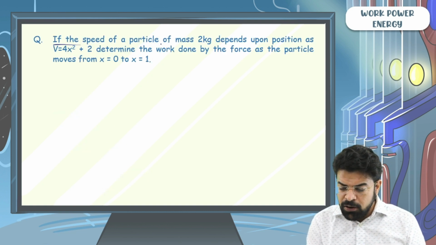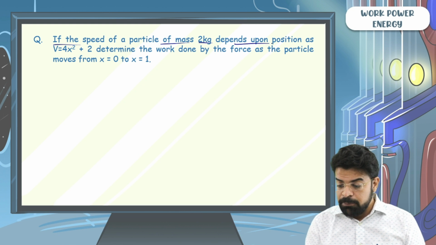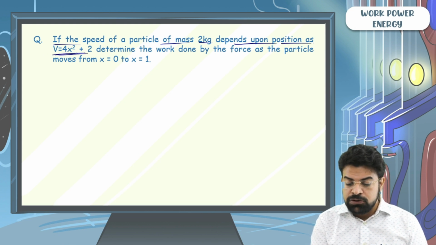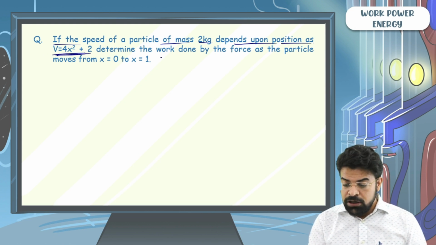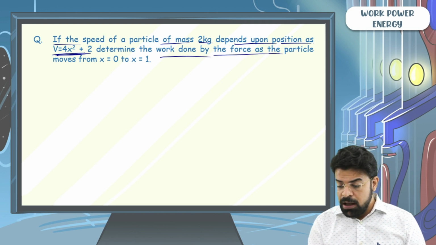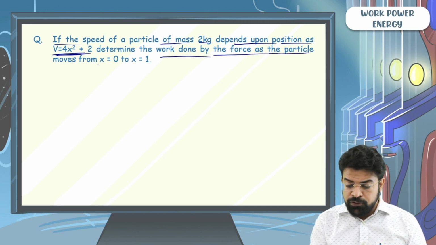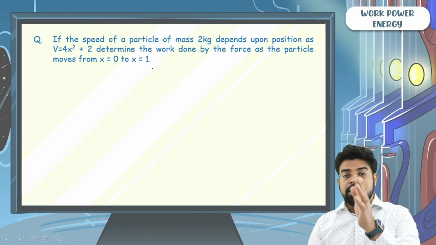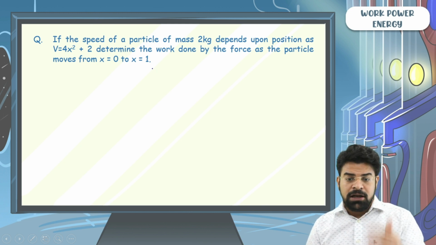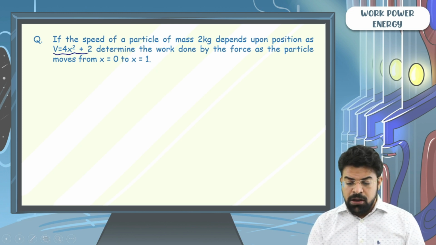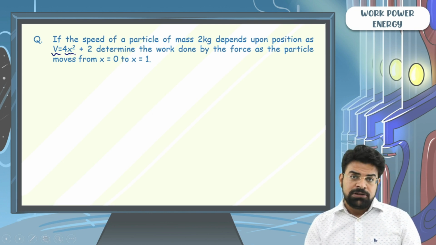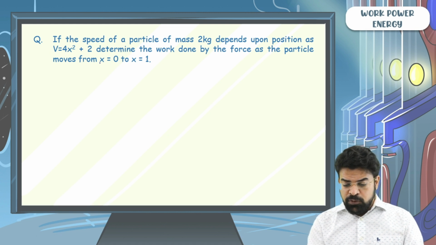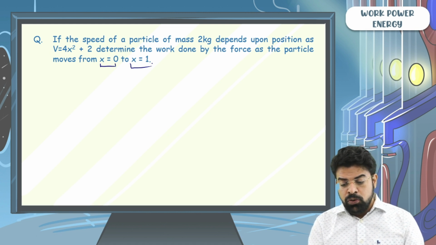If the speed of a particle of mass 2 kg depends upon position as v equals 4x square plus 2, determine the work done by force on the particle moving from x equals 0 to x equals 1. So when the particle goes from x equals 0 to x equals 1, what is the work done by the force on the particle? So here again, you have speed as a function of position. And you need to find work done from x equals 0 to x equals 1.